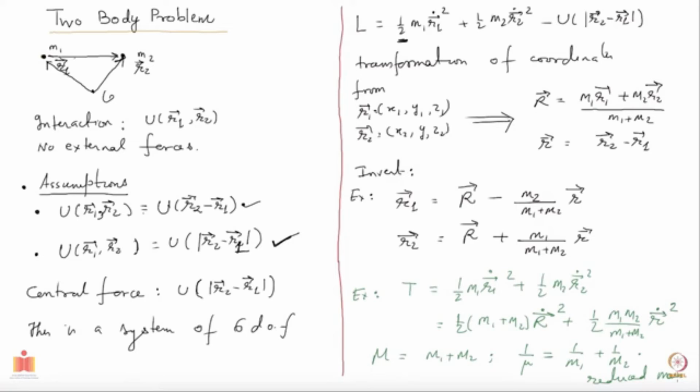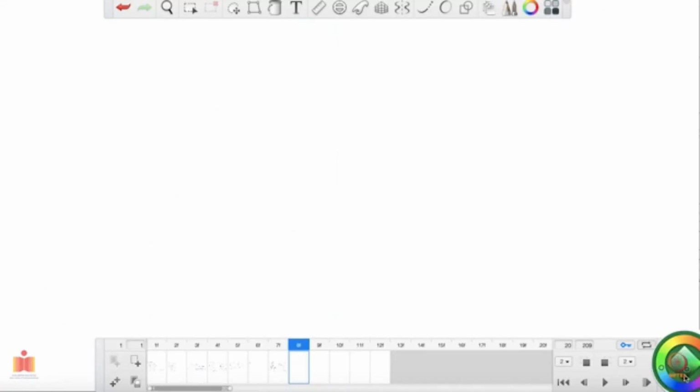So with this, what is our Lagrangian now? Our Lagrangian looks like the following. So my Lagrangian is now half m capital R dot square. Then you have the reduced mass term, which is half mu r dot square, and then we had the potential term, which is u of r. Okay, where I have introduced new notation, which is r2 minus r1. So this vector, this r without any vector symbol, is this quantity.